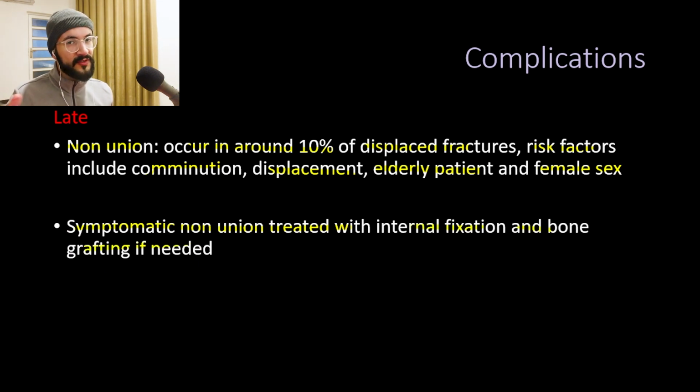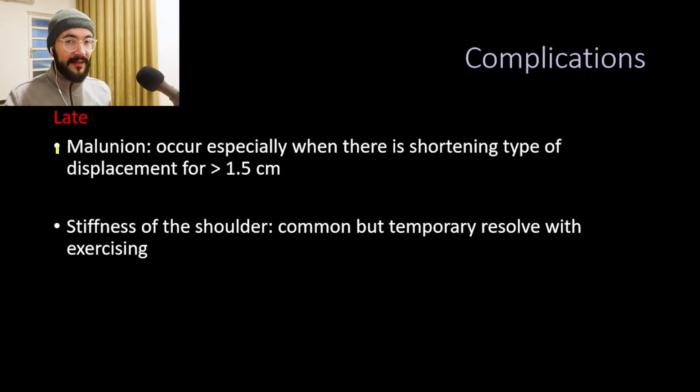And symptomatic non-union is when there is pain associated with the non-union. Late complications also include malunion. Malunion occurs especially when there is shortening displacement and it is more than 1.5 centimeters. And finally, the late complications also include stiffness of the shoulder, which is a common type of complication but a temporary one that resolves with exercising the shoulder joint.